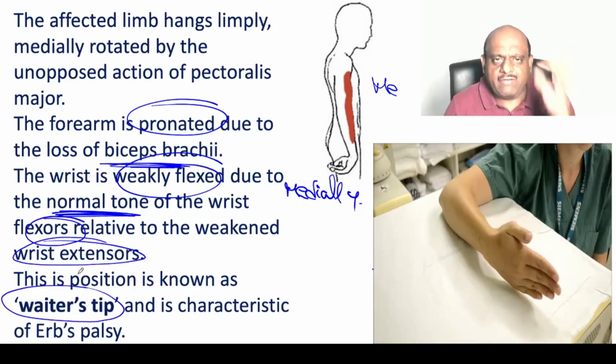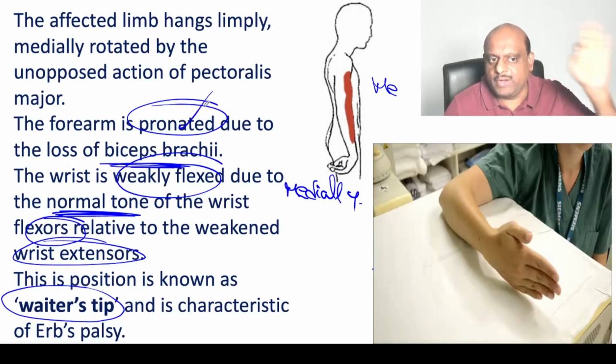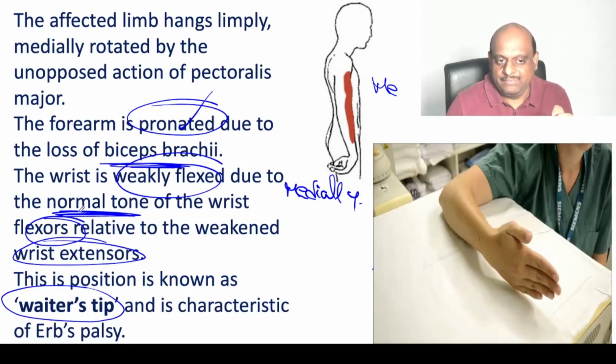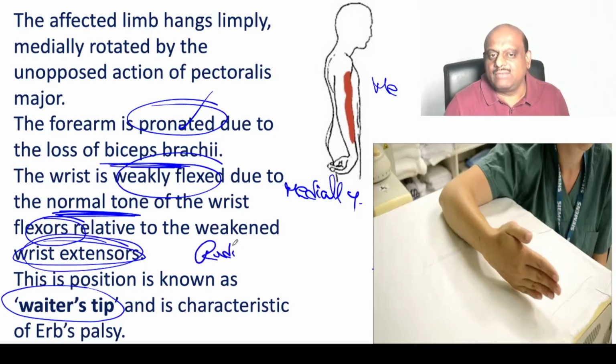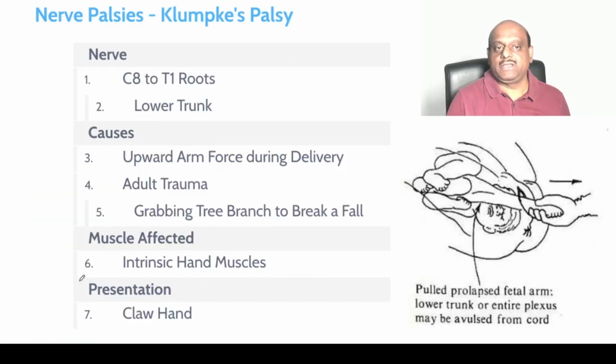So this is one of the favorite questions of the examiner, doctor. What are the muscles paralyzed and responsible for the waiter's tip position? You should remember, supinator biceps brachii is paralyzed, hence there is a pronation. And there is a weakening of the wrist extensors because the radial nerve roots come from C5, C6. And that is called the waiter's tip position.